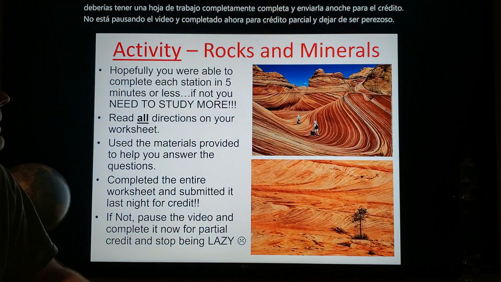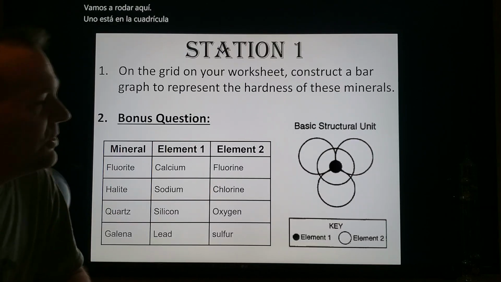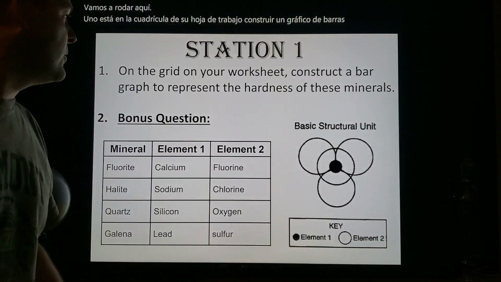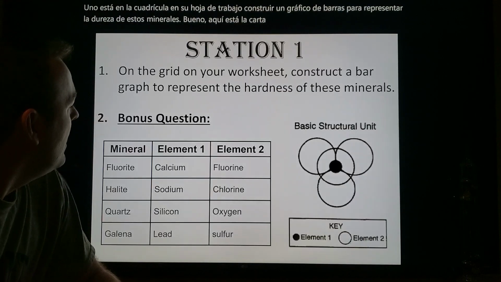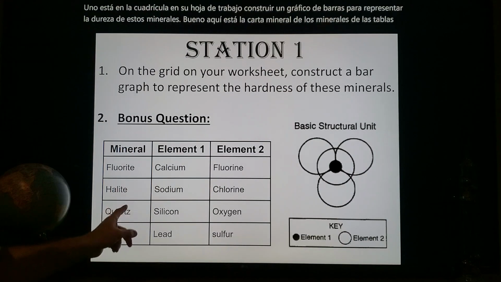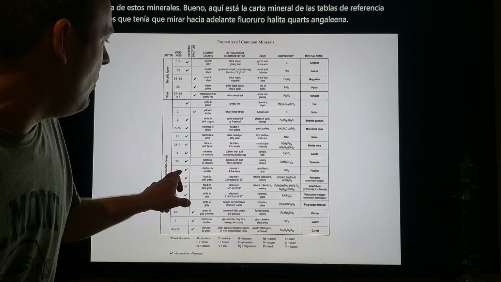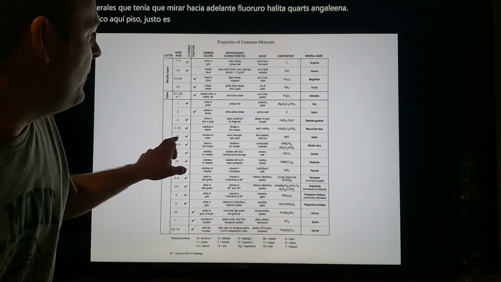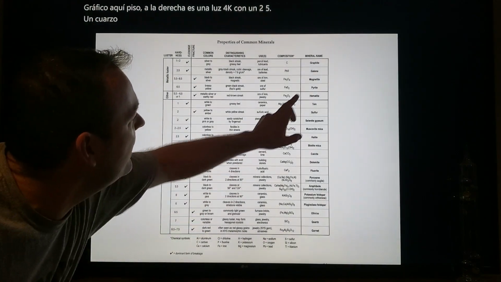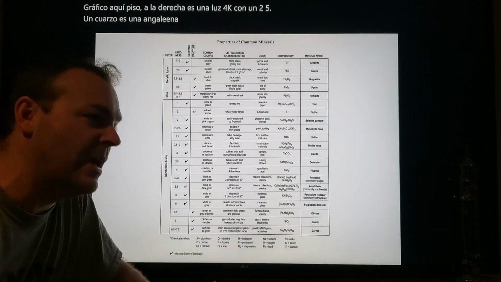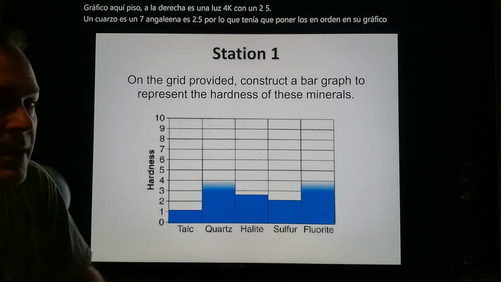All right, let's get rolling here. Station 1, it says on the grid on your worksheet, construct a bar graph to represent the hardness of these minerals. Here is the mineral chart from the reference tables. The minerals you had to look for were fluorite, halite, quartz, and galena. So go to your chart here. Fluorite is a 4. Halite is a 2.5. Quartz is a 7. And galena is a 2.5. So you had to put those in order on your chart. And it should have looked something like this.